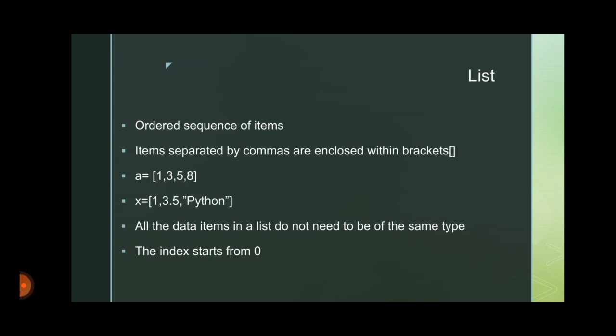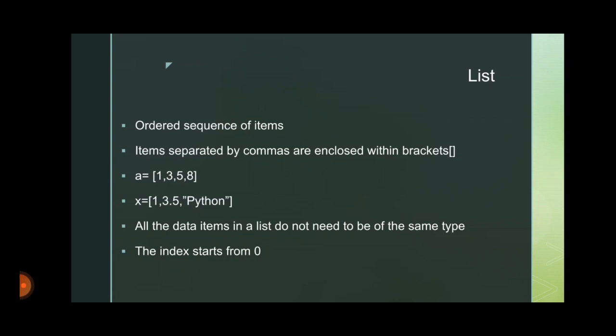All the data items in a list do not need to be of the same type. That is, we can include any types of data within a list. For example, 1, 3.5, Python. 1 is an integer value, 3.5 is a float value, and Python is a string value. These different types of data are mentioned within a list, and it is assigned to variable x.